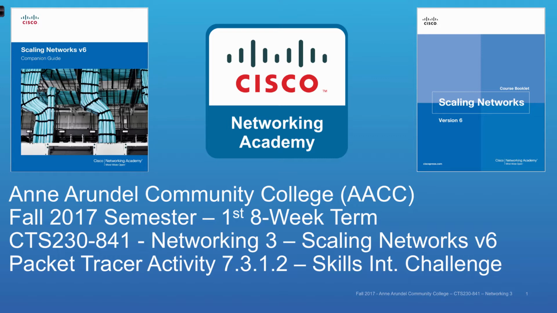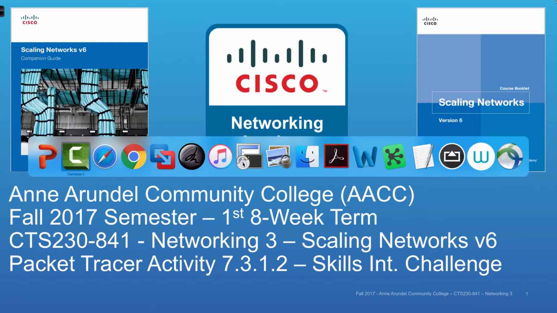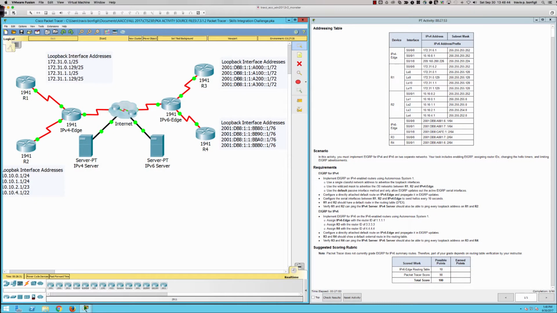And this afternoon's video tutorial and solution set is going to be on Packet Tracer Activity 7.3.1.2. And these are some of the best activities because this is your Skills Integration Challenge, which is going to be focusing on EIGRP. So let's go ahead and get to the topology. You can see we've got quite a bit of work going on here. And again, the focus is all on EIGRP. Here's our addressing table. We're going to be doing some EIGRP for IPv4 and some EIGRP for IPv6.